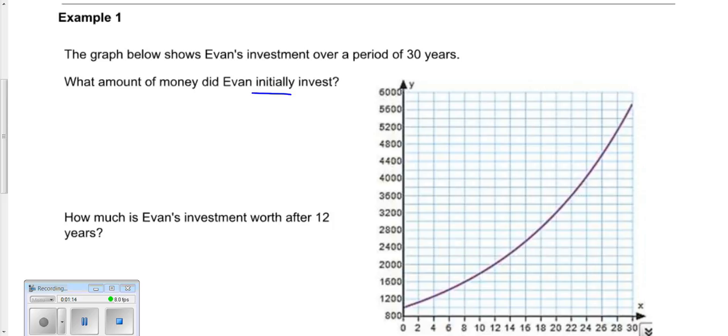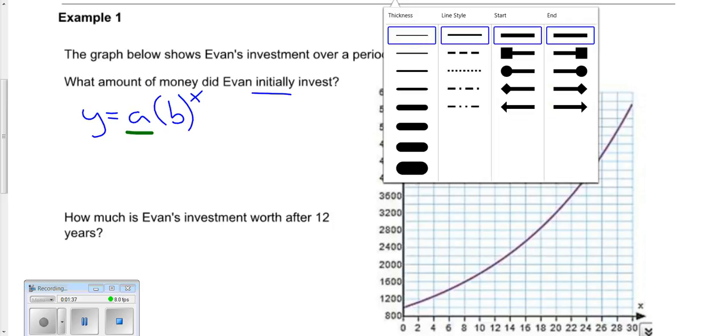And so every time that we're using exponential equations, they are always written in the form y equals a times b to the exponent x. And what's really important is that our initial value is right there. Okay, the a value is the initial value. That's the starting value that we have.